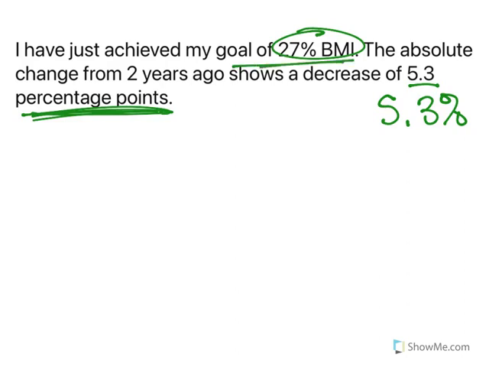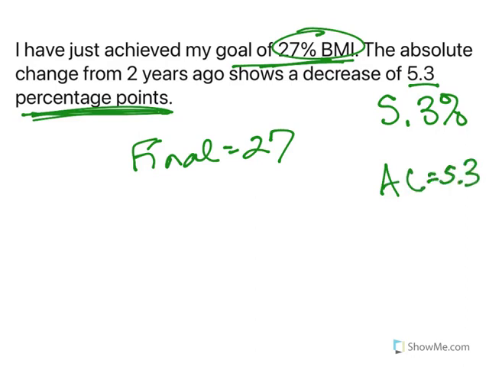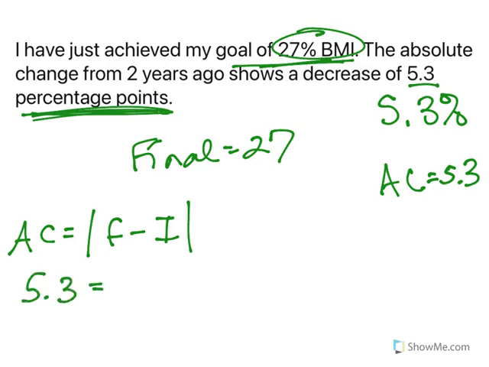So let's think about what this says. I've reached my goal, so the current value, the final value, is 27. The absolute change is 5.3. So we know that absolute change is final minus initial in the absolute value bars. If I plug this in, I can say 5.3 is the same as 27 minus the initial value. Well, and it's a decrease, so we know that initially it was more.